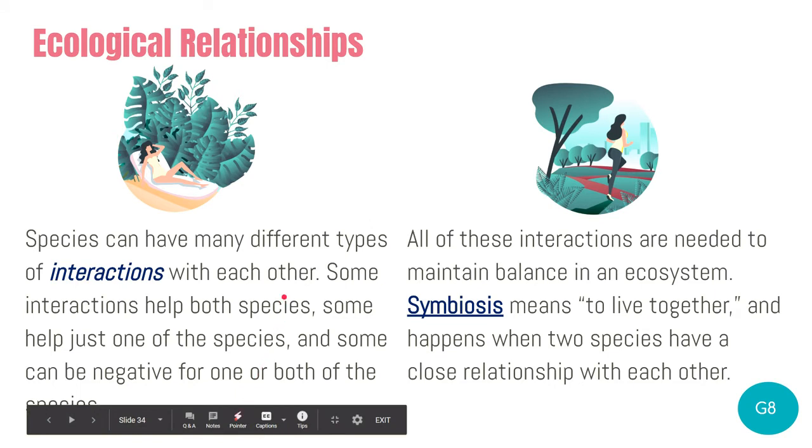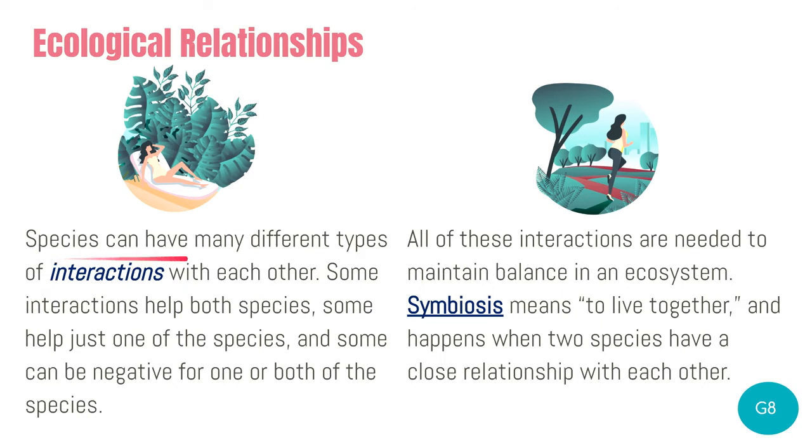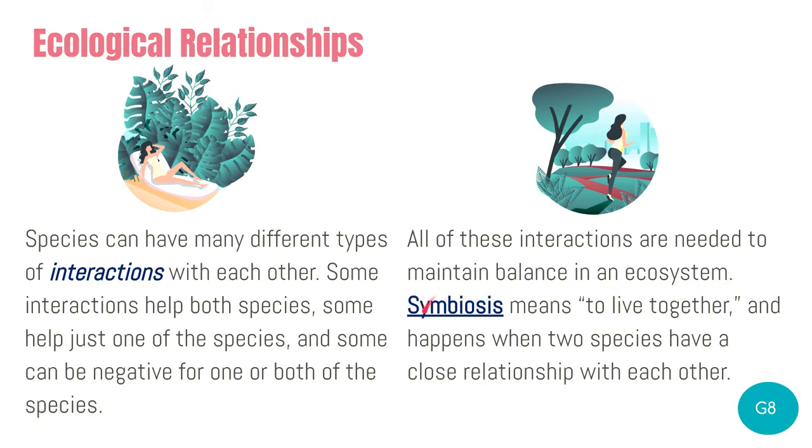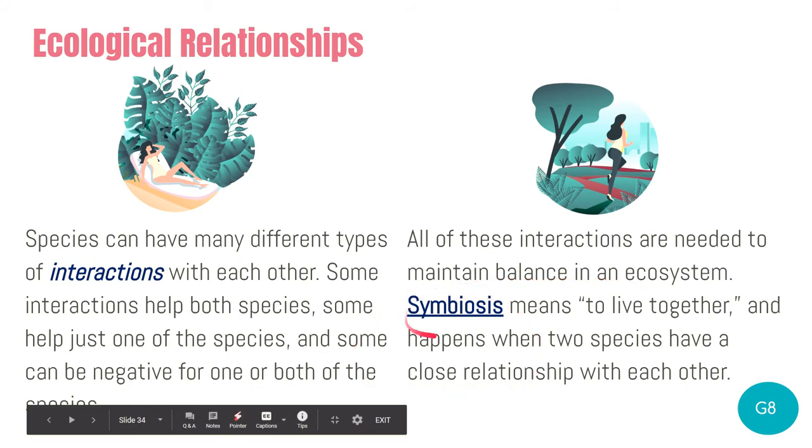The next subtopic is ecological relationships. So in an ecosystem, species can have many different types of interactions with each other. By the way, this is always pronounced and written in plural form, species. Okay, even if you're just talking about one species, it must always have a letter S at the end. This refers to a group of organisms so closely related with each other that they can interbreed and produce fertile offspring. Some of these interactions can help both of the species, some can help just one of the species, and some can be negative for one or both of the species. All of these interactions are needed to maintain balance in an ecosystem. And we call this a symbiotic relationship or symbiosis, wherein two species have a close relationship with each other. So symbiosis means to live together.